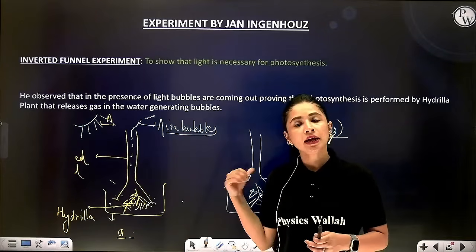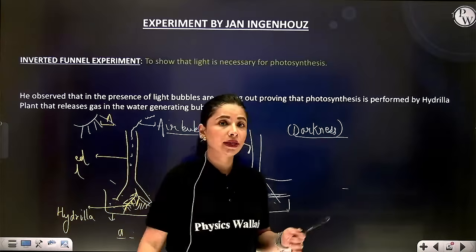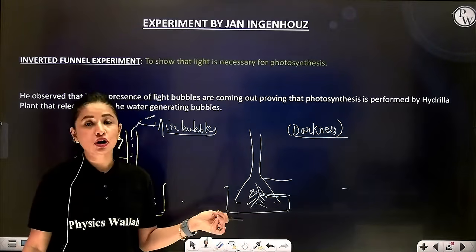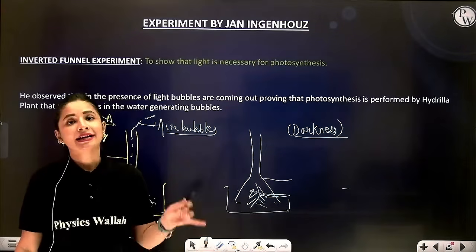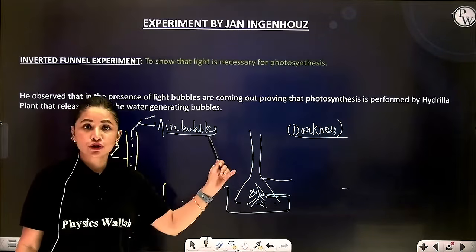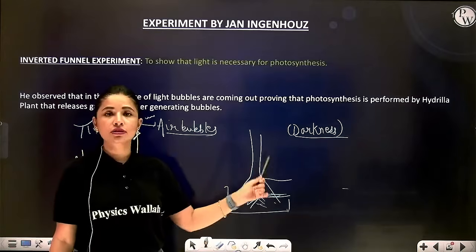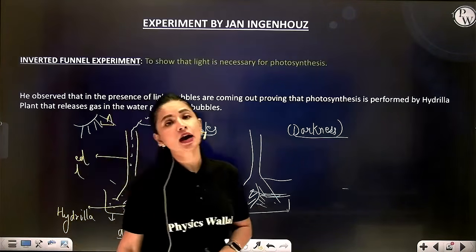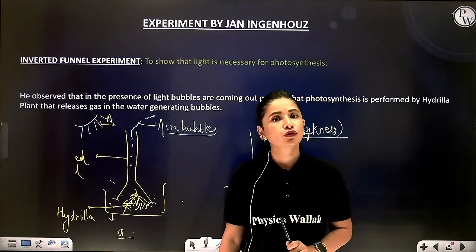However, in B, because there is no light, such a process is not able to be performed by the hydrilla plant. Now the hydrilla plant is not performing photosynthesis, therefore there is no release of gas, and due to lack of gas there are no air bubbles. So in B setup, in the absence of light, no photosynthesis, no gas released, no bubbles. Hence Jan Ingenhousz proved that sunlight is very necessary for photosynthesis.